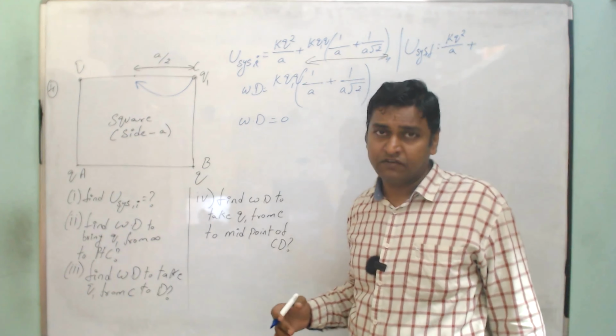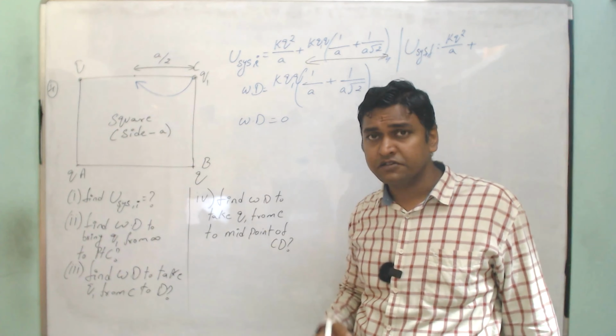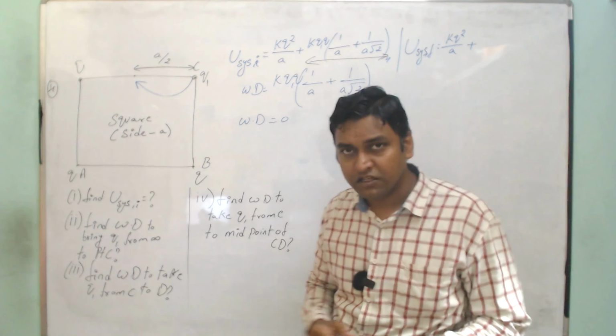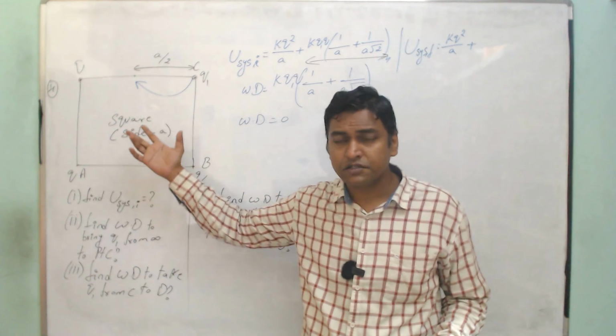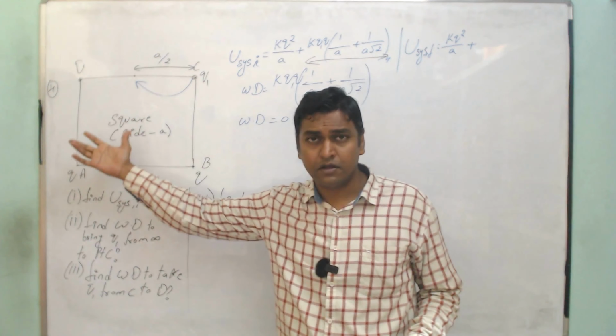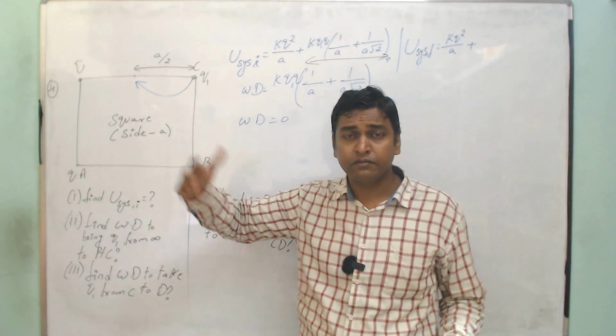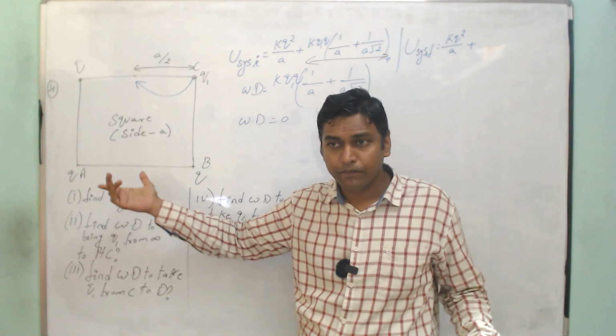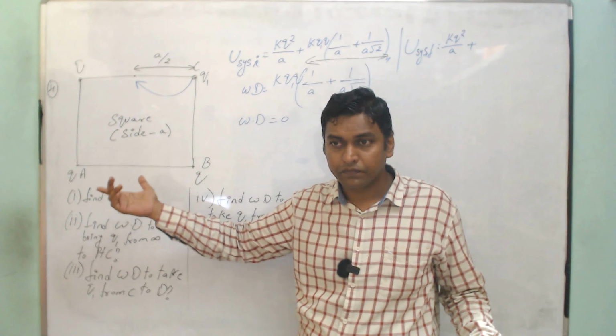Work done, we will just write it as the change in energy. That is, initially I have 5 bananas. Finally, I have 10 bananas. So work done by me is equal to 5 bananas. Yes, sir.